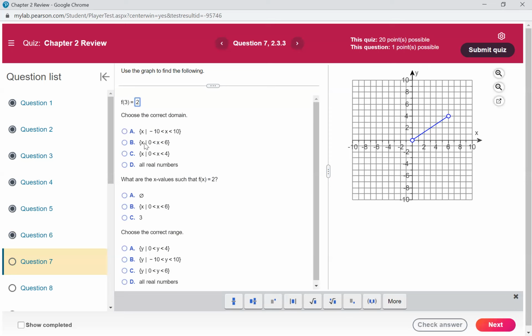And y'all look at B. B says x such that 0 less than x is less than 6. So that's my 2 numbers. So I'm going to hit B.